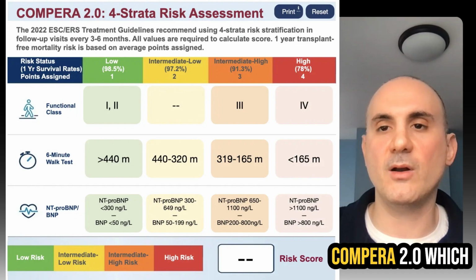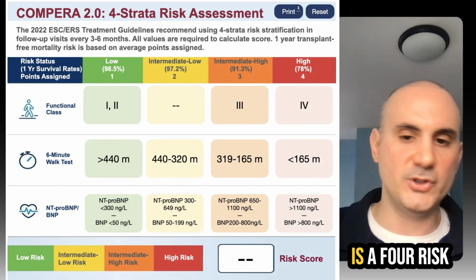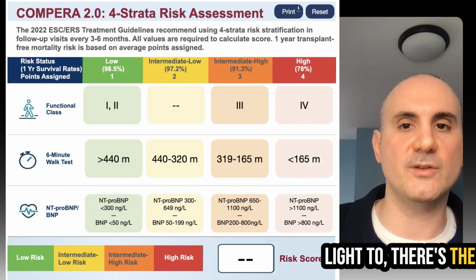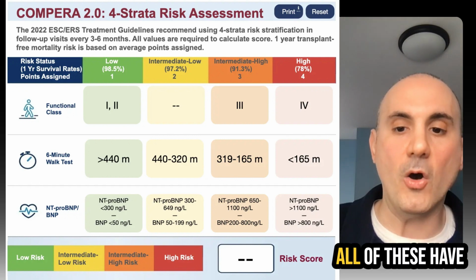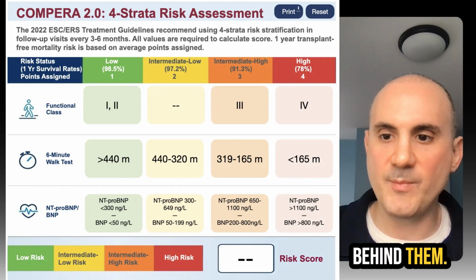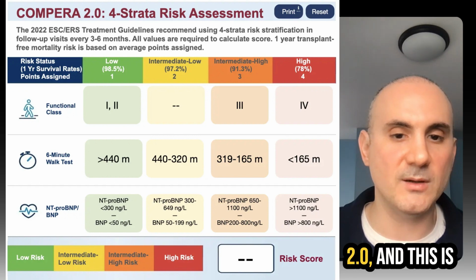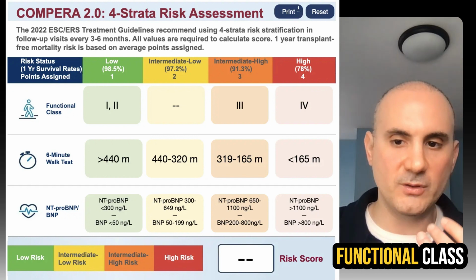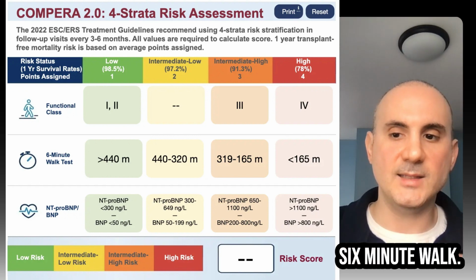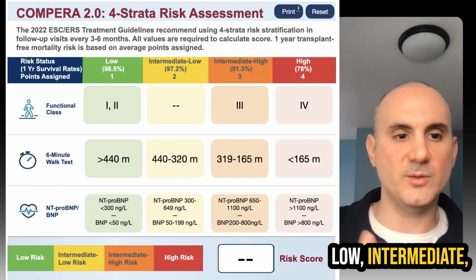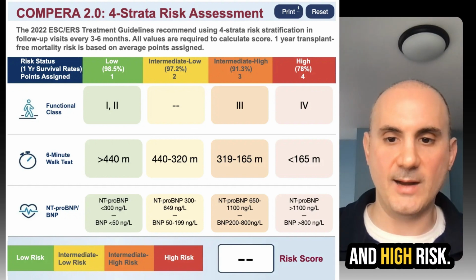There's the COMPERA 2.0, which is a 4 risk strata calculator. There's REVEAL Lite 2. There's the French non-invasive criteria. All of these have pretty good data behind them. The ESC/ERS guidelines recommend using the COMPERA 2.0. And this is incorporating functional class, NT-proBNP, and 6-minute walk. And then it's going to put us in low risk, low intermediate, high intermediate, and high risk.